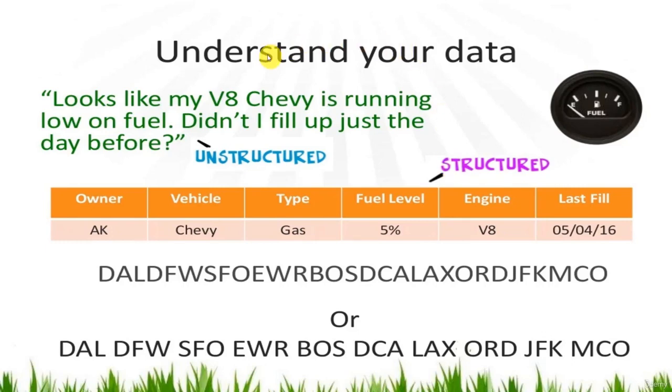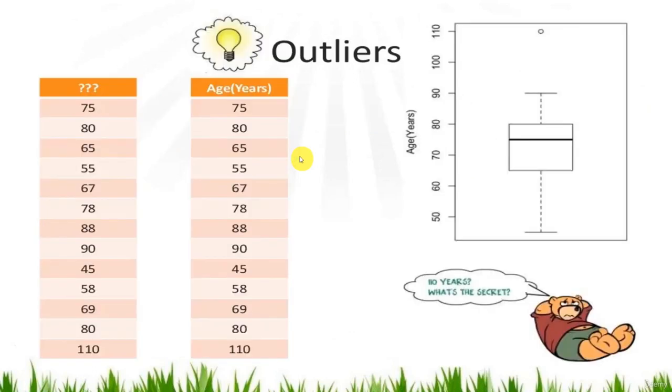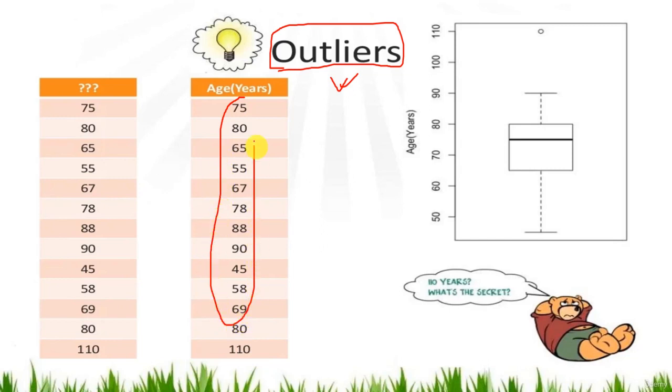Now that we saw what unstructured and structured data are, I want to make you familiar with some of the topics that we are going to encounter throughout this course. The first topic is outliers. Outliers are data that does not conform to the maximum distribution of the data. Let me give you an example.